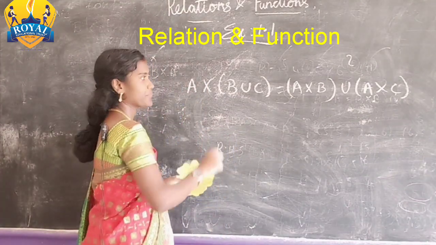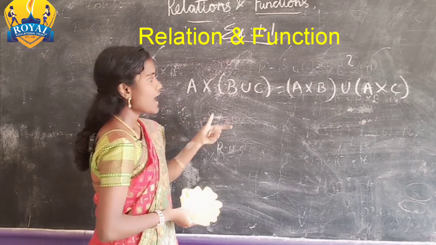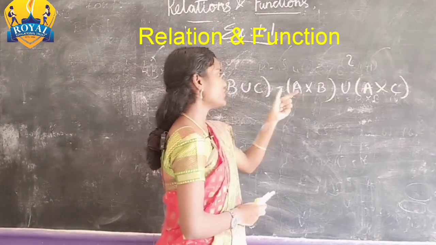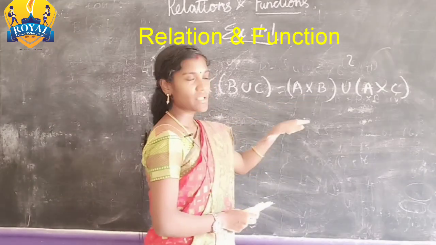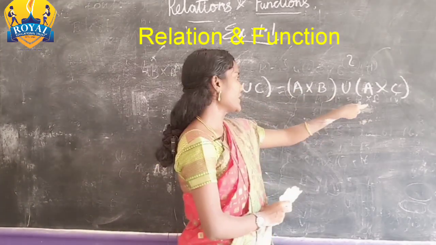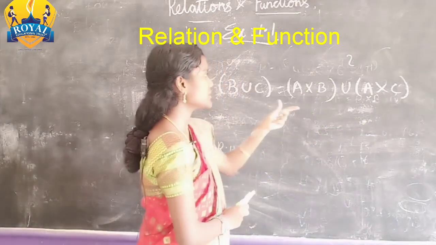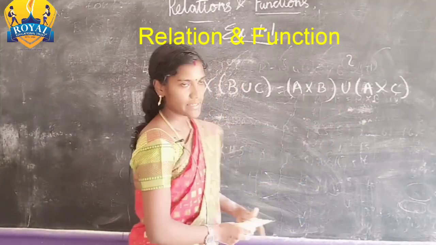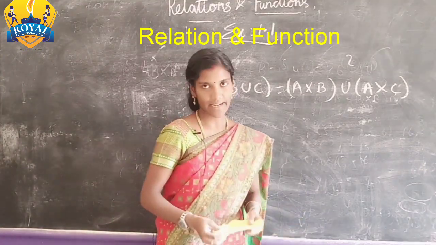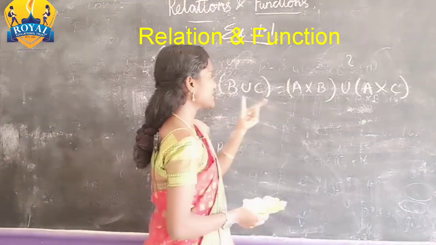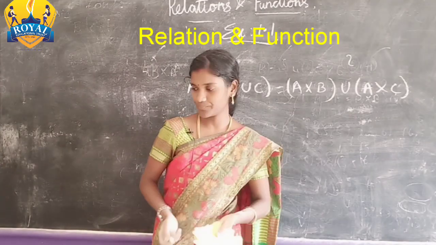Okay, this is the right hand side. And the left hand side, first you will make a pair A and B. Second you will make a pair A and C. After that you will join the two sets. You have to prove that the left hand side and right hand side are equal. Okay. For this type I will give one homework for you.